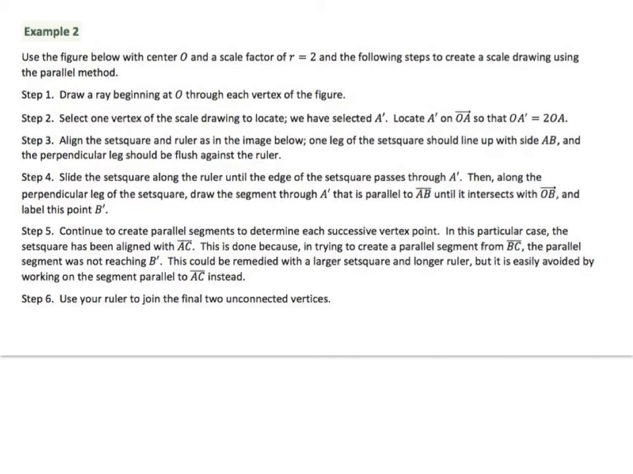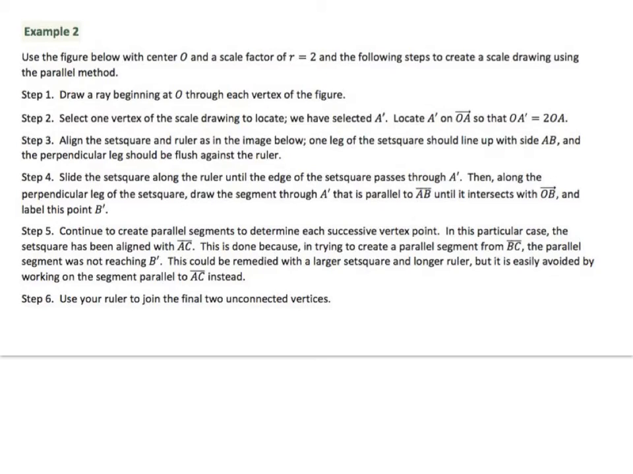Draw a ray beginning at O through each vertex of the figure. Select one vertex of the scale drawing to locate. We have selected A prime. So locate A prime on ray OA so that OA prime is 2 times OA.